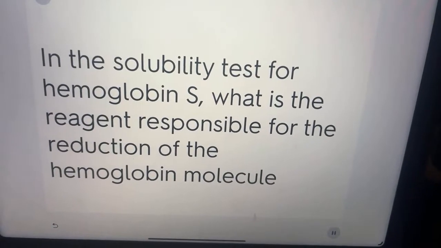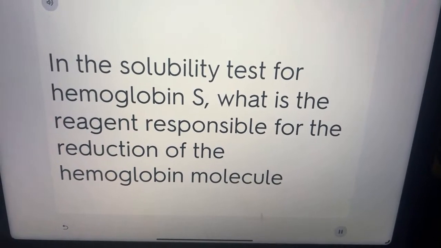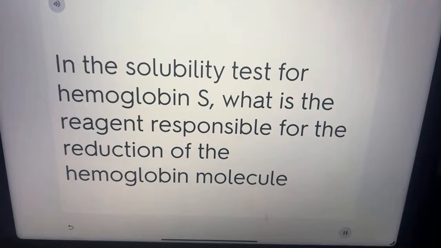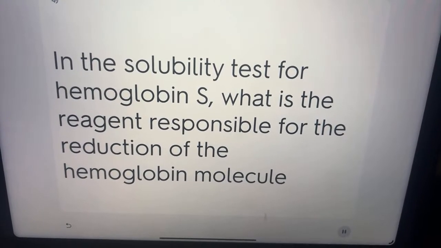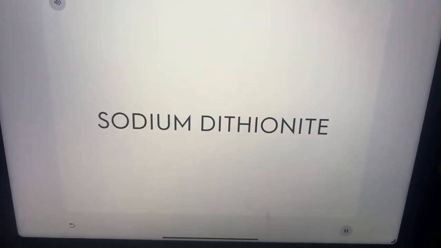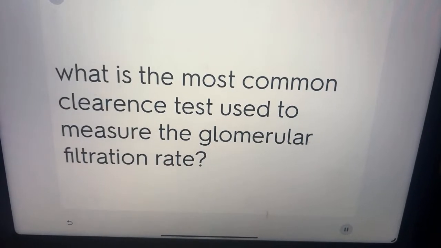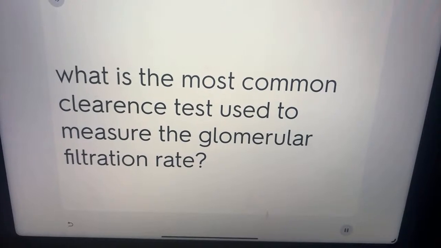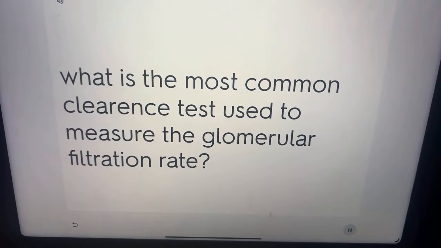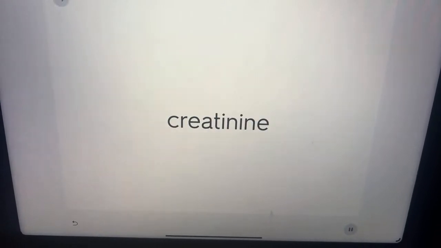In the solubility test for hemoglobin S, what is the reagent responsible for the reduction of the hemoglobin molecule? Sodium dithionite. What is the most common clearance test used to measure the glomerular filtration rate? Creatinine.